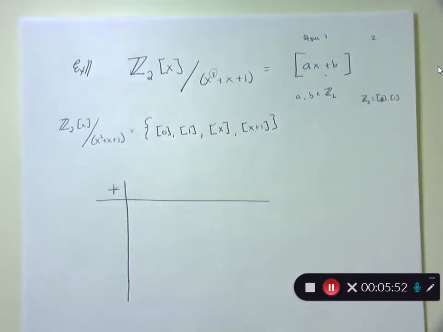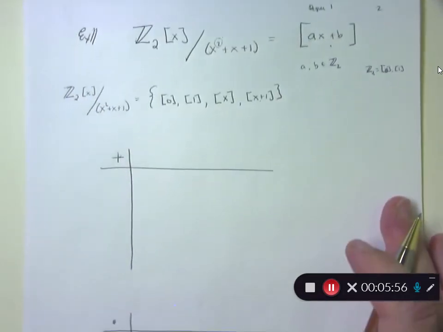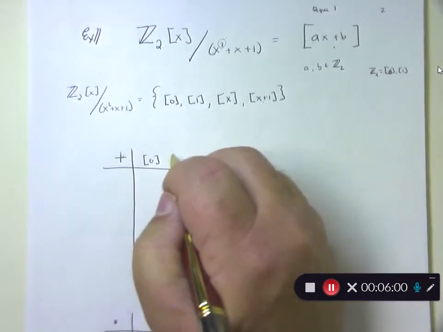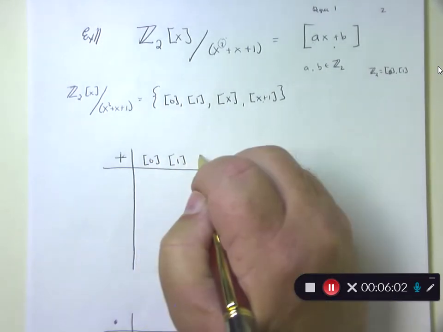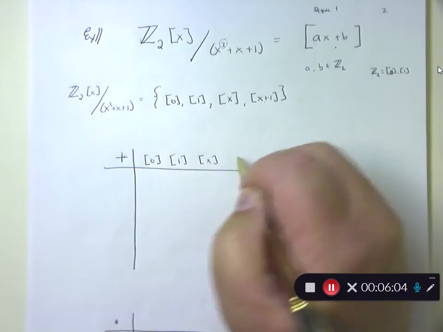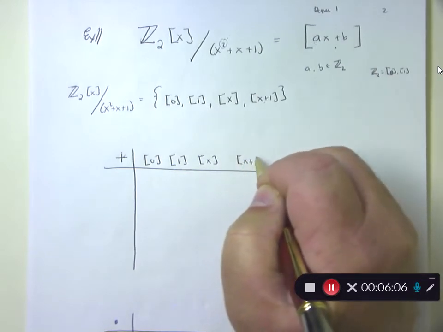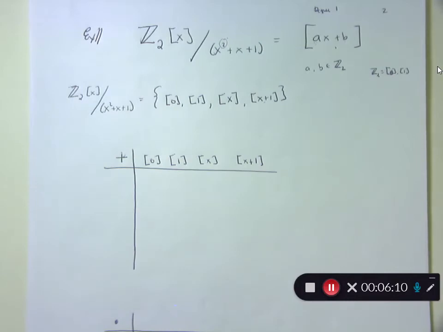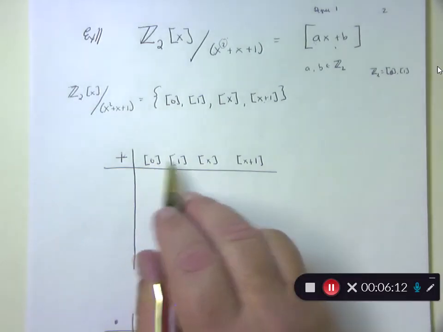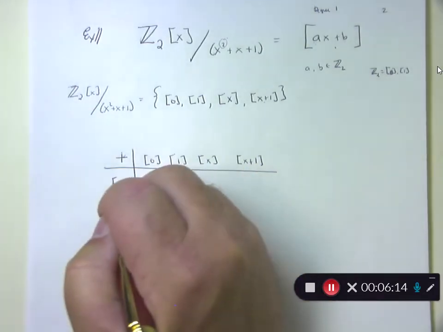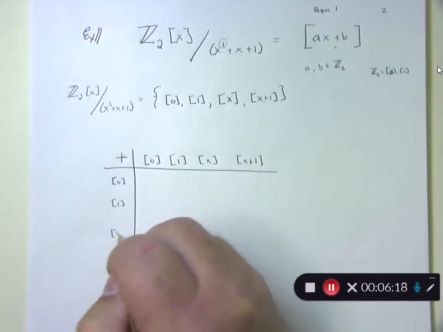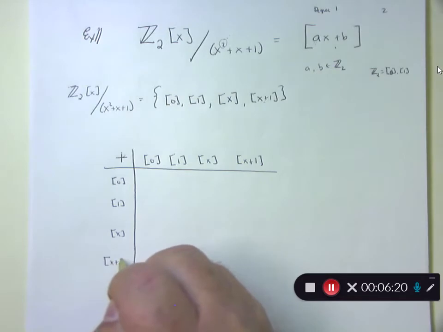We're talking about ring structure here. So let's create rings, and let's talk about what these rings are going to be. So I'm going to go back to the old elementary school and write out my addition and multiplication tables for these equivalence class elements of Z2 adjoined x modded out by x squared plus x plus 1. So my equivalence classes are 0, 1, x, and x plus 1. And on the column, 0, 1, x, and x plus 1.